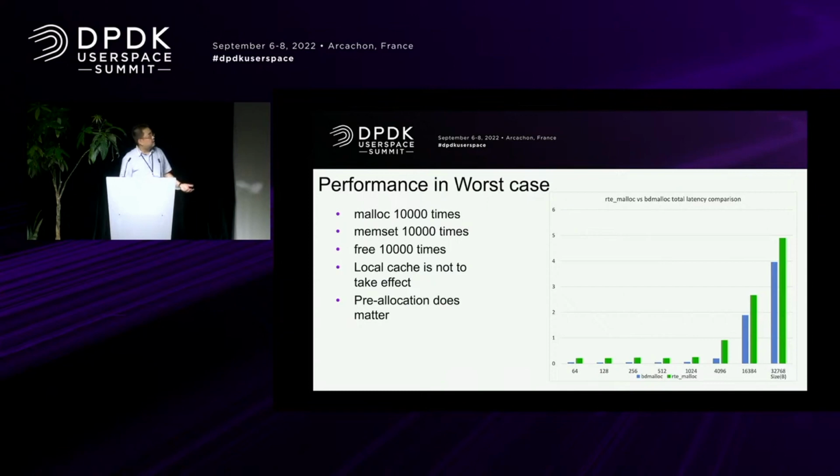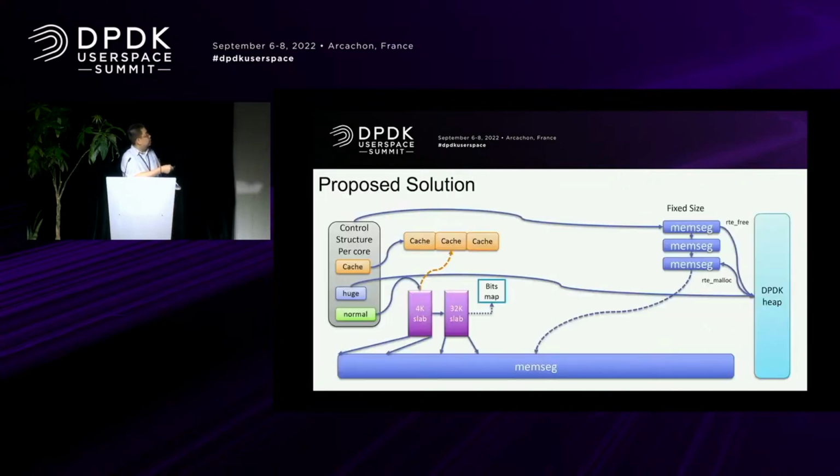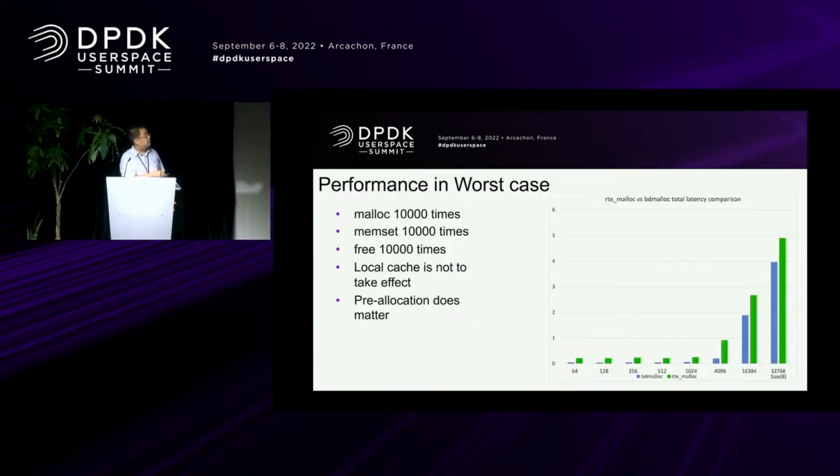So it easily runs out and then turns into the slab system, and then the slab system cannot support that either because you have too many requests. Then you need to allocate more slabs. If the underlying memory segment runs out, you actually need to turn back to the DPDK heap to request more memory segments. That's basically a chain. So the result is very, very interesting.